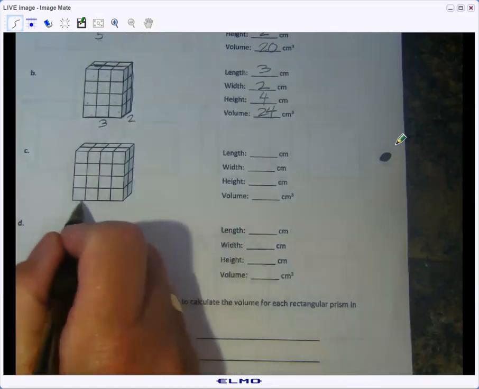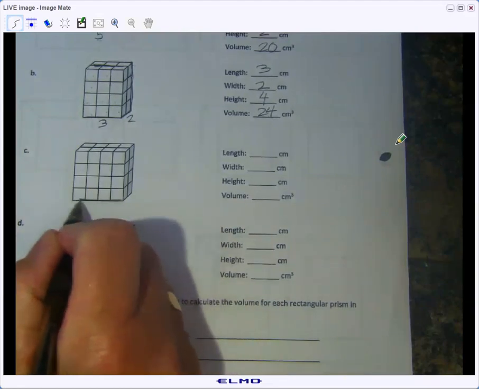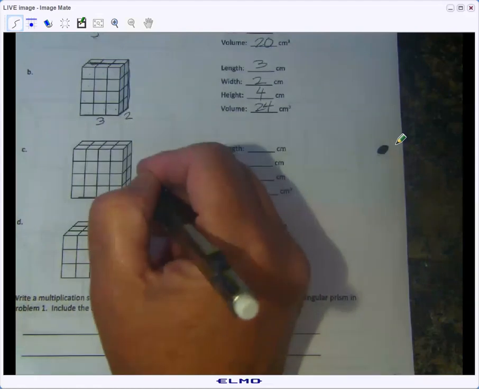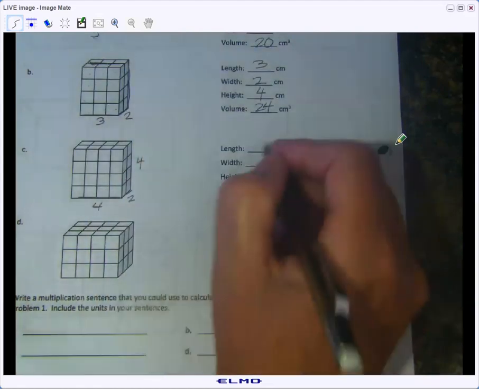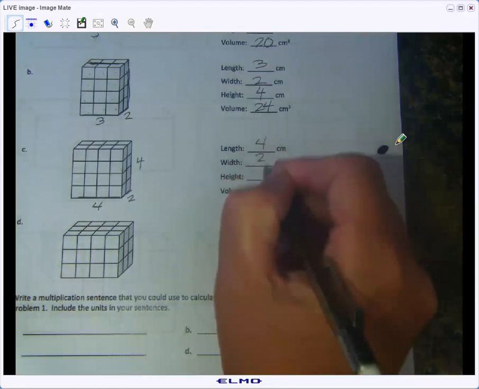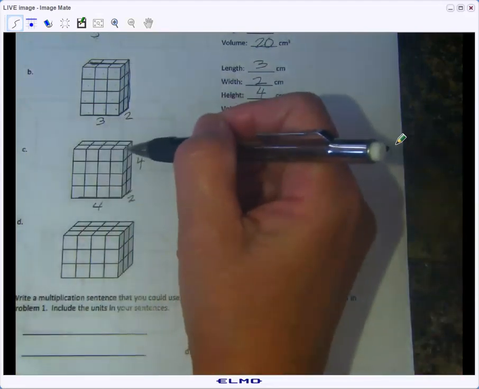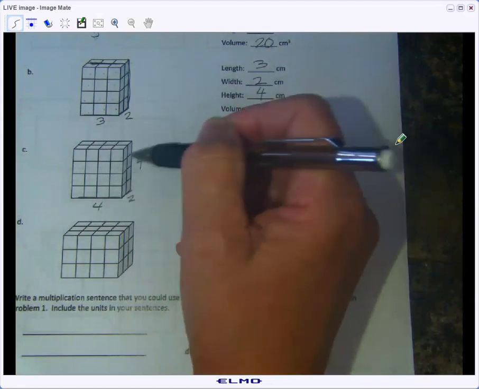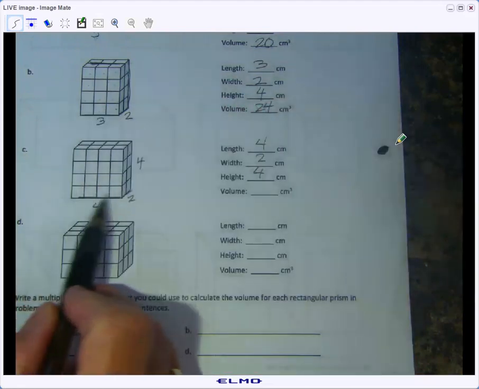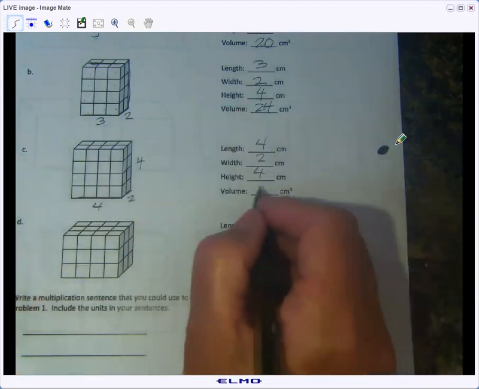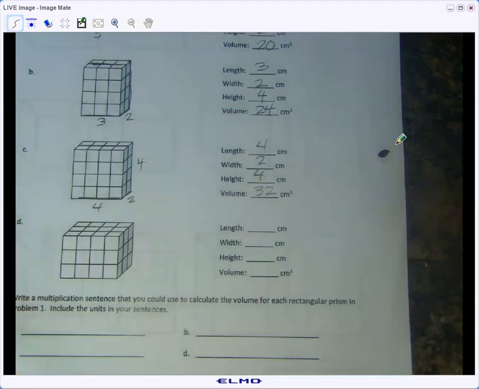Okay, in this one, I'll say the length is 4, the width is 2, and the height is 4. Length 4, width 2, height 4. So the volume, again, if I'm cutting it right through the middle here, I would get 2 layers of 16, or looking at the bottom layer, which is 8, I have 4 layers of 8, which is 32.